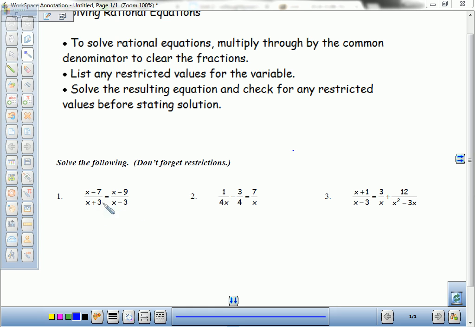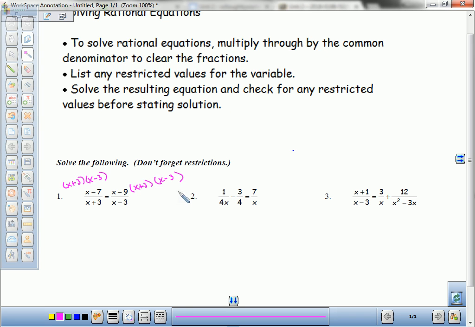And in this case, we have two different denominators. So the common denominator is just both of them, x plus 3 and x minus 3. X plus 3 and x minus 3. So that is step one, to multiply through by the common denominator to clear our fractions.